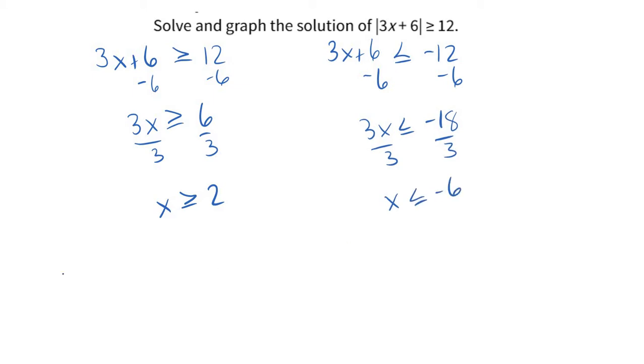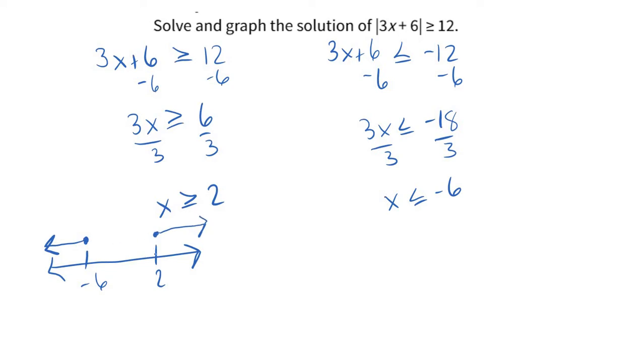Let's go ahead and make a quick graph. I think that really helps visualize, and they asked us to do it. So negative 6 and 2. We want less than or equal to negative 6. So less than or equal, so that's everything that way. Greater than or equal to 2. So that's everything that way.